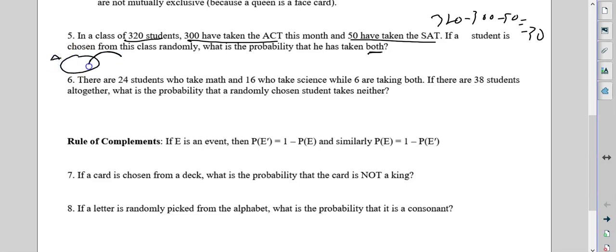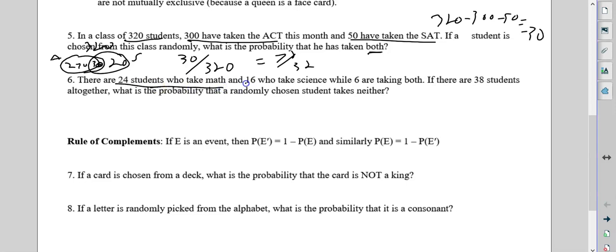So we did a good old Venn diagram. So here's my ACT. Here's my SAT. The total is 320. Okay. And I have 30 in the middle. Well, if 50 have taken the SAT, that's 20 who have just taken that. 320, sorry, the 300 who have taken the ACT minus the 30 is 270. So that's our breakdown. So 30 out of the 320 is 3 out of 32. Now, do you have to do a Venn diagram for that? Not necessarily, but it does help show you what's happening here.